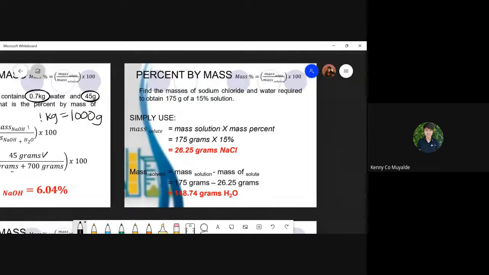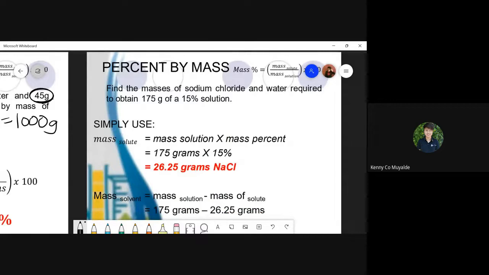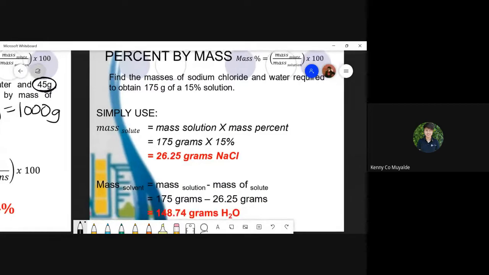Another example. Find the masses of sodium chloride and water required to obtain 175 grams of 15% solution. So dito sa question na to, if we're going to analyze it, yung total mass daw ng solution ay 175 grams.